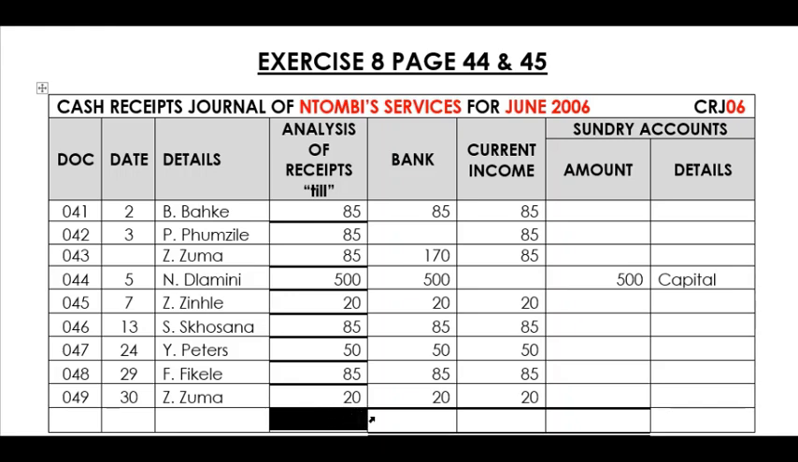Okay, so the first column that we total is our bank column. And because every amount goes to bank and somewhere else, you will see when you total your current income column and your sundry accounts column, when you add these two amounts together, okay, it should equal the value in bank, because it says this is the total amount of money we received from customers this month. We received 515 Rand thereof for rendering services, and another 500 Rand was received from our owner as capital.